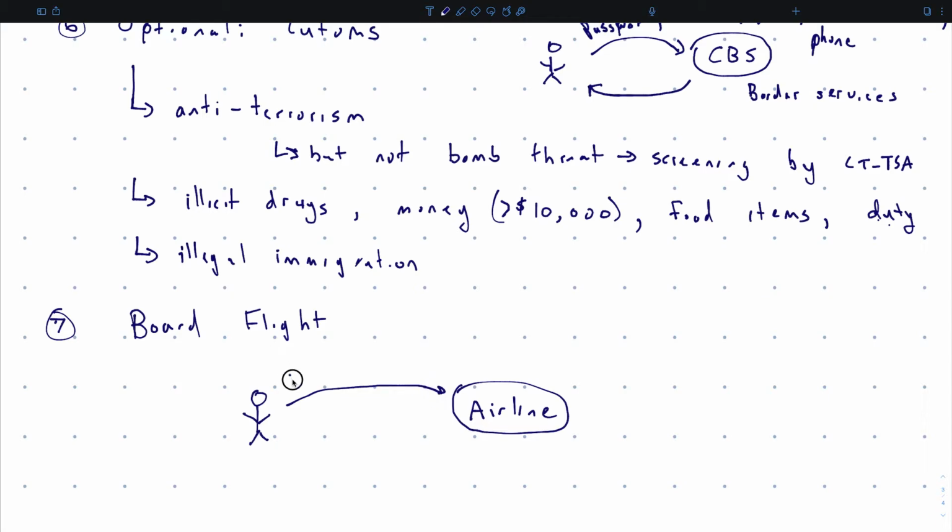So obviously they want to see your boarding pass just to make sure that you're on the right flight. Do they check your passport or identity? Passport. Yeah. Okay, so yes, they do check your passport now.